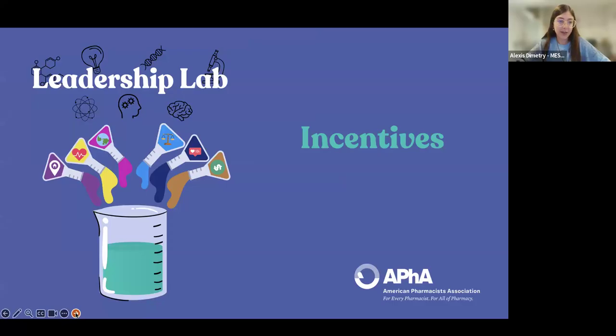All right, Faith, I pass the baton. Thank you. Hi, everyone. My name is Faith. I'm a fourth-year student pharmacist at the University of Tennessee Health Science Center, and I'm also on the Member Engagement Standing Committee, and I serve as the National Liaison for Operation Heart. And now we're going to talk about the incentives.